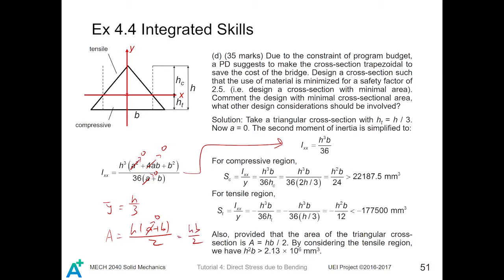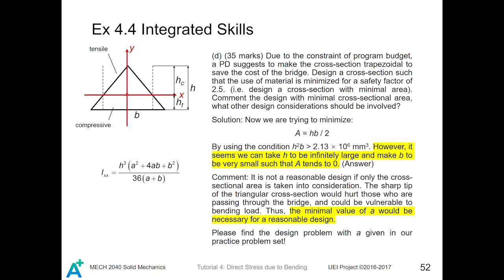Let's consider the tensile region. Then we have this inequality, because the statement from the tensile region, which is this one, is stronger than that of the compressive region. We simplified our problem a lot, and finally we draw a conclusion that we are trying to minimize the area, which is given by hb divided by 2, by using the condition h squared b is greater than 2.13 times 10 to the power 6 mm³.